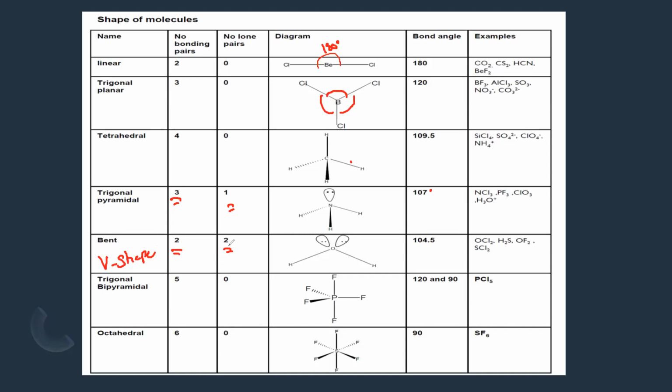If there are five bond pairs and no lone pair, then it will be called trigonal bipyramidal with bond angles of 120 and 90. So this is 90 and this angle is 120. If there are six bond pairs and no lone pair, each bond angle will be 90 degrees. What are these dash and wedge representing? They are representing in and out. Like one of the bonds is into the plane, another one is out of the plane. So this table is important.